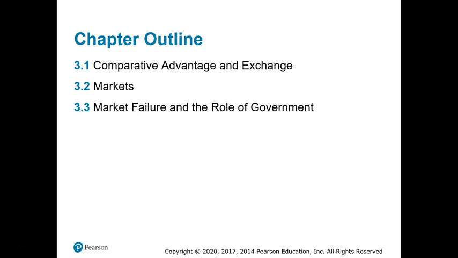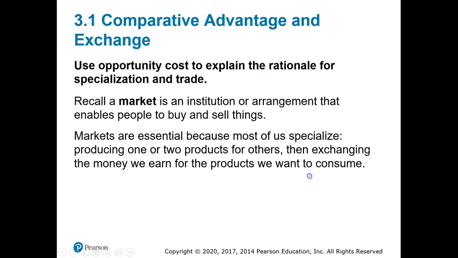That leads us to how markets operate and why some governments control their markets. We're going to then talk about market failure and then the role of government in regards to protections, whether it's business protections or consumer protections.